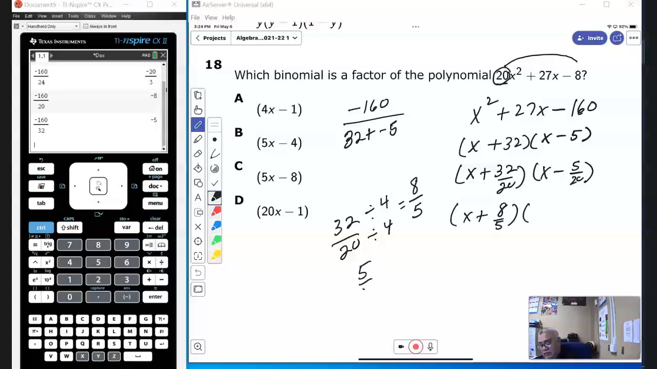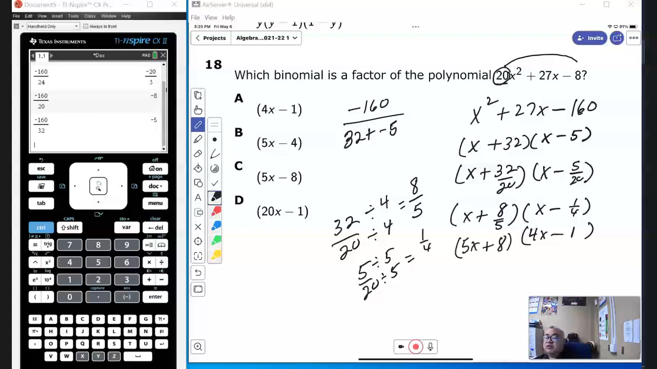And then we have 5 over 20. Common factor is 5. So it's 1/4, x minus 1/4. Now, since we have a 4 in the denominator in that second factor, that's going to be 4x minus 1. If we have a 5 in the denominator, we're going to go ahead and move it to the front. So you have 5x plus 8.